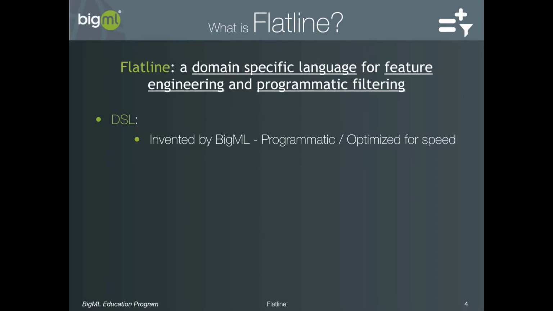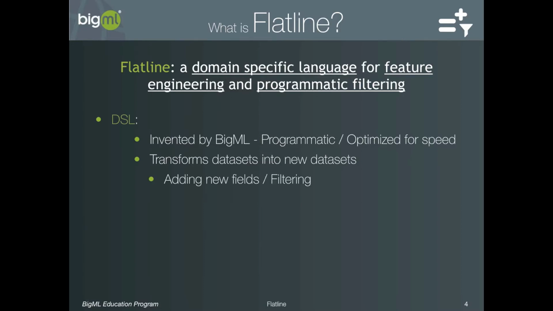Within BigML, Flatline works with datasets, and after transforming them either by adding new fields or by filtering rows, it outputs the results in a new dataset. The transformations are written in a Lisp-style syntax that is part of the Flatline specification. We will see examples of this in the advanced section. It can be a little difficult to learn at first, but with practice it becomes quite natural and easy to use.